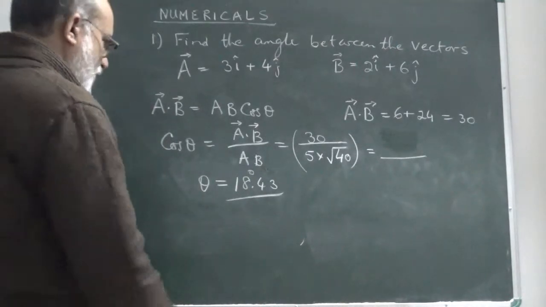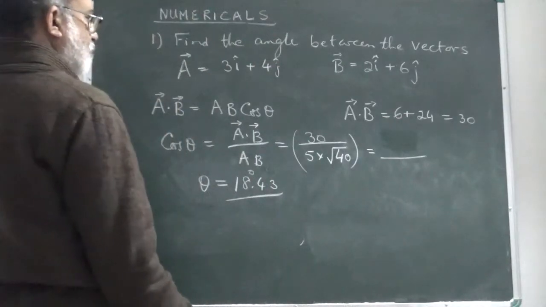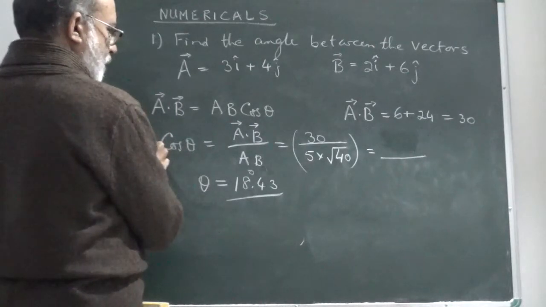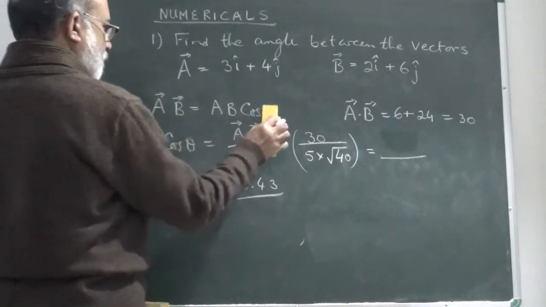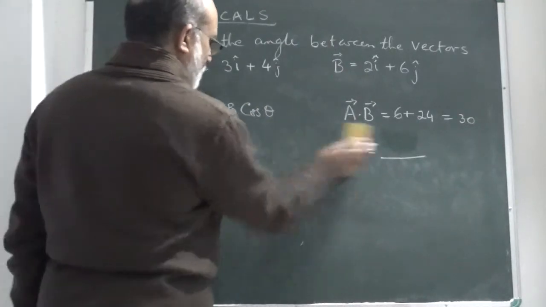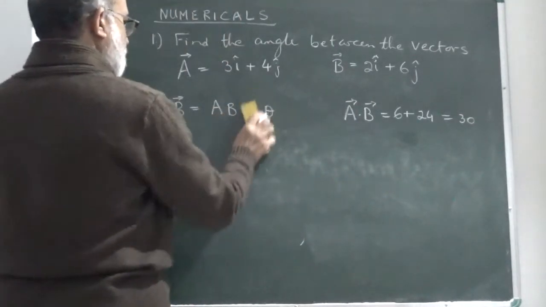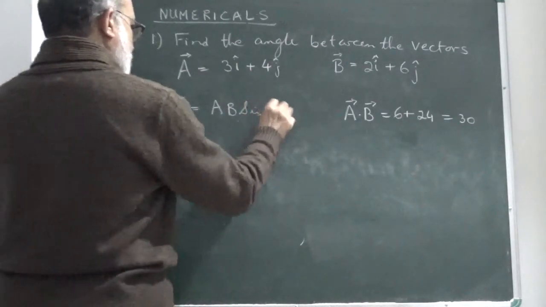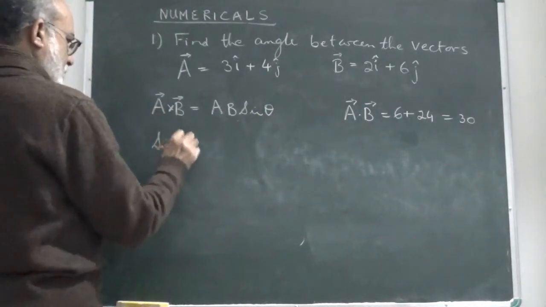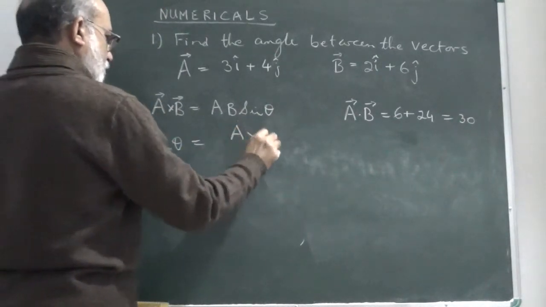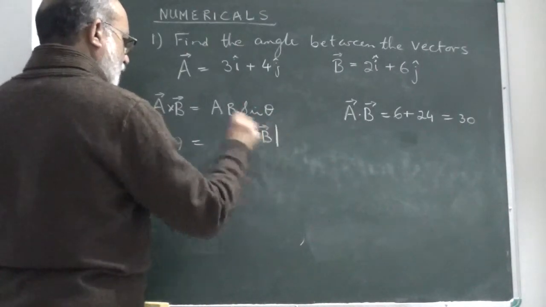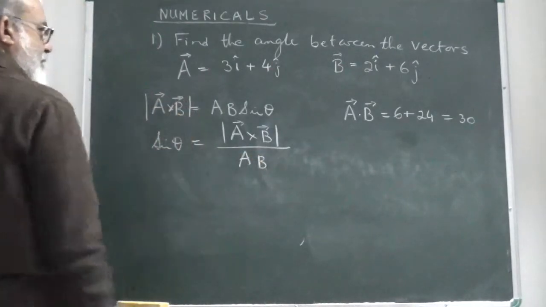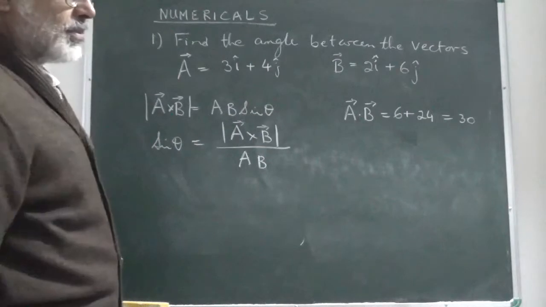So this is one way to find the angle between the two vectors. This can also be found by taking the cross product. If you take the cross product here, this will become sine theta. So in that case, a cross b equals ab sine theta, and sine theta is equal to the magnitude of a cross b divided by ab, since the magnitude of a cross b is given by ab sine theta.